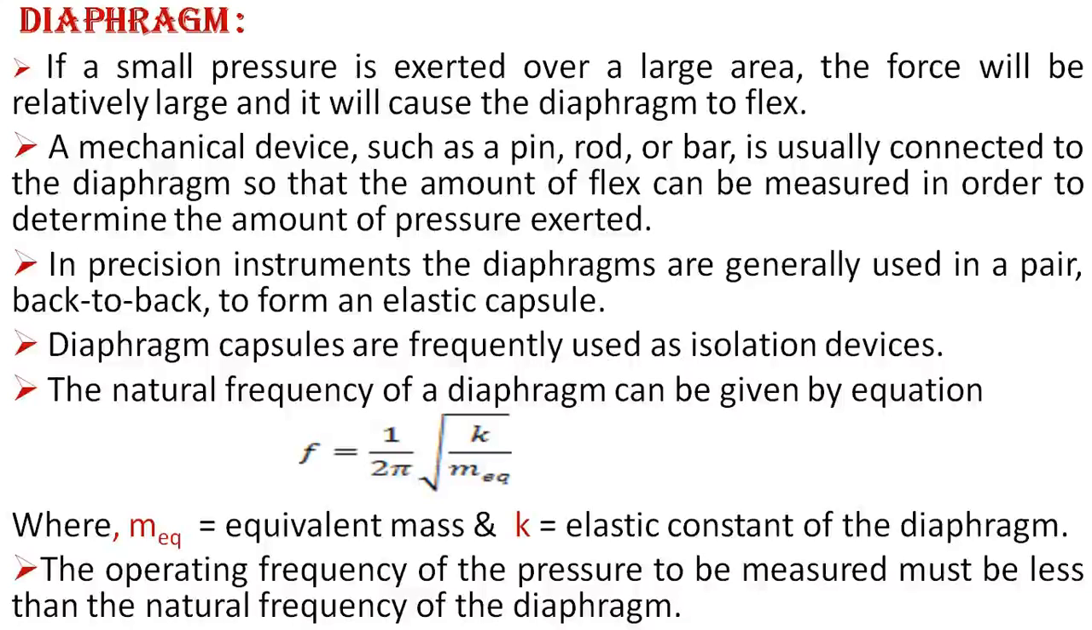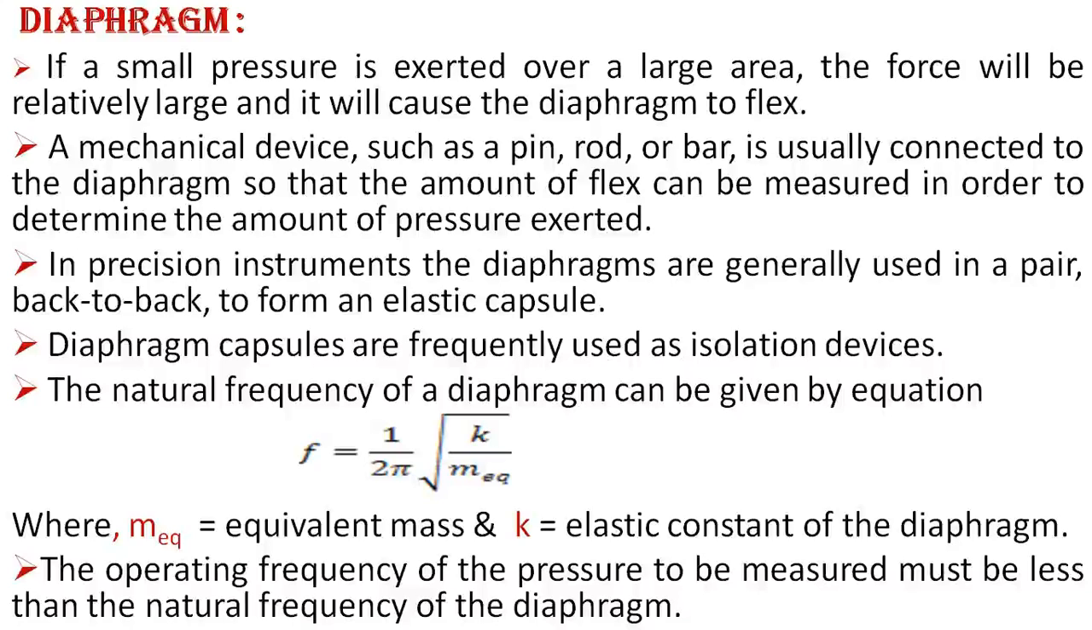A mechanical device such as a pin, rod, or bar is usually connected to the diaphragm, so that the amount of flex can be measured in order to determine the amount of pressure exerted. In precision instruments, diaphragms are generally used in a pair back to back to form an elastic capsule. The diaphragm capsules are frequently used as isolation devices.